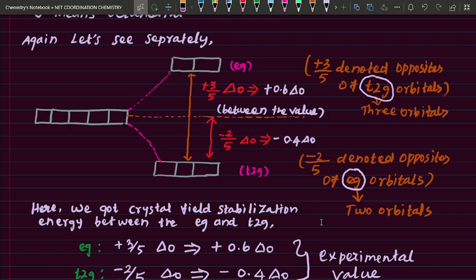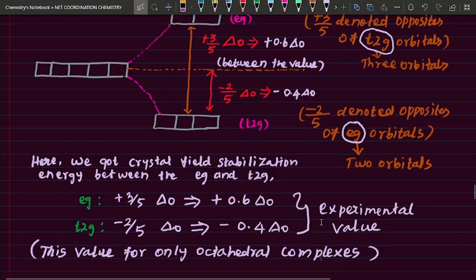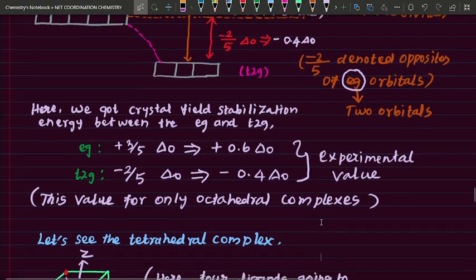Here we got the crystal field splitting energy between the Eg and T2g. Eg, plus 3 by 5 delta O, gives plus 0.6 delta O. At T2g, minus 2 by 5 delta O gives minus 0.4 delta O. This is the experimental value. This value is only for octahedral complexes.